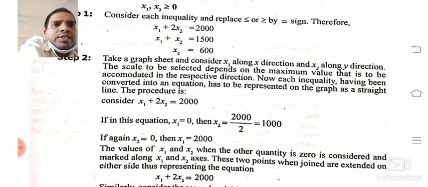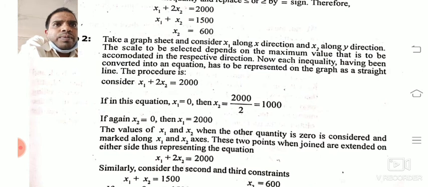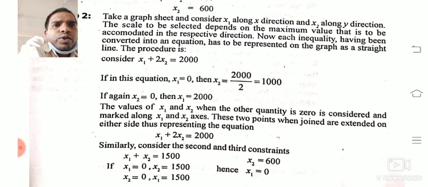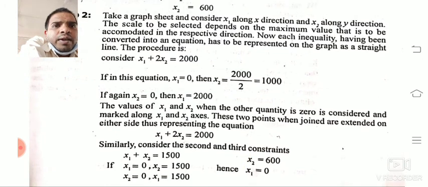Similarly, do it for the second constraint, x1 plus x2 equals 1500. Put x1 equals 0, we get x2 equals 1500. Put x2 equals 0, we get x1 equals 1500. Similarly, for x2 equals 600, x1 we can take directly as 0.